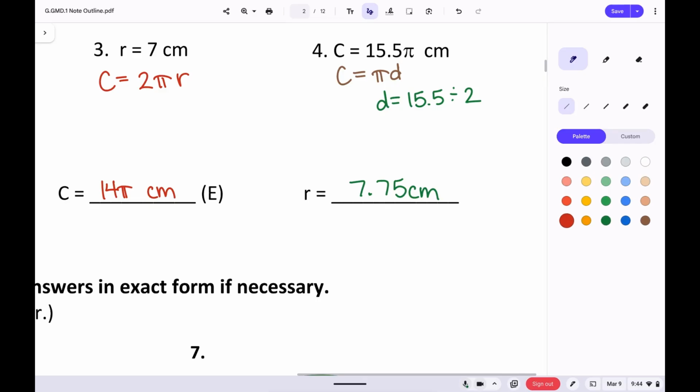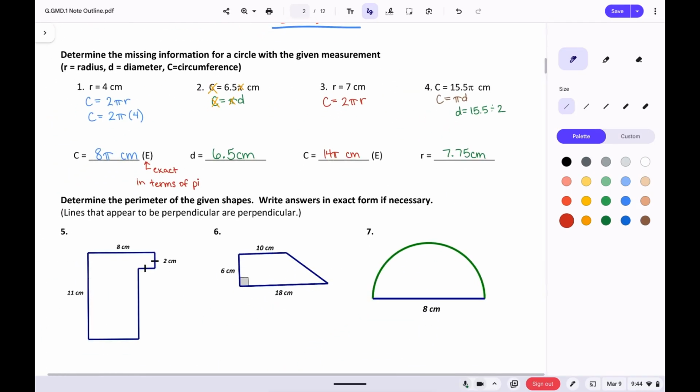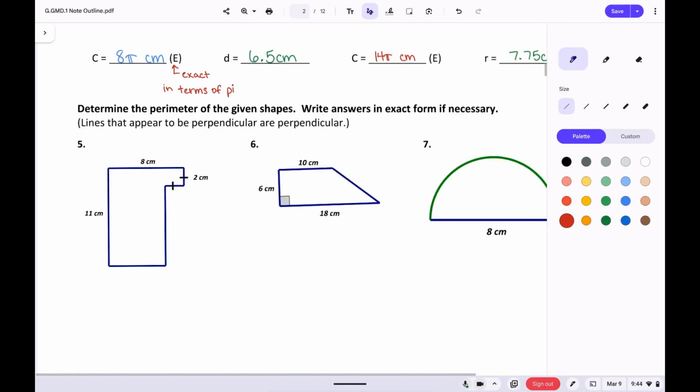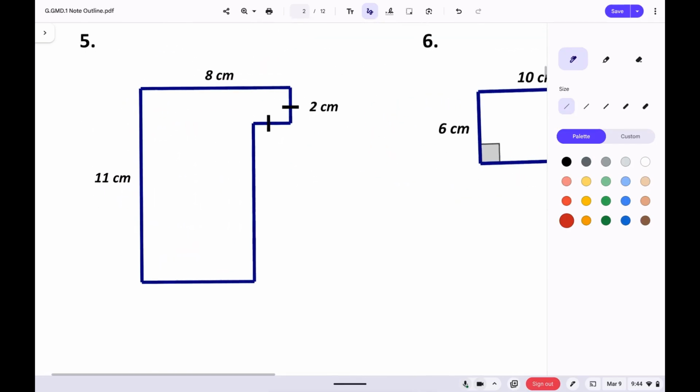All right, now let's go down to the last couple of problems here. We're going to find perimeter or circumference of these shapes. Again, they want answers in exact form if necessary. That just means if pi shows up, we want to keep it as pi. Now, some of these are missing some side lengths, and so we have to maybe do some reasoning through this to figure out what these missing numbers would be.